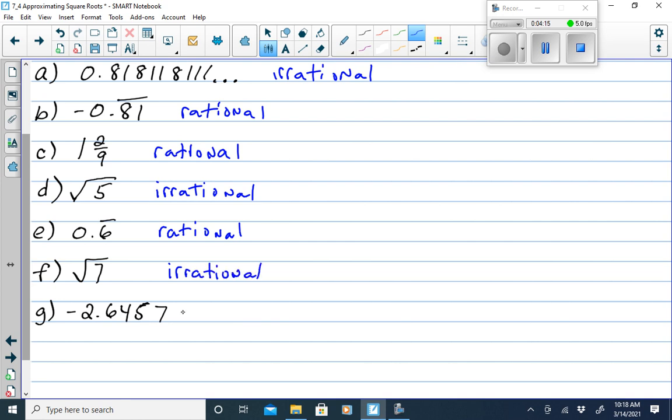Our next example, we have a decimal that terminates. Any decimal that terminates or repeats is going to be a rational number, because any decimal that terminates or repeats, we can write as a fraction of two integers.